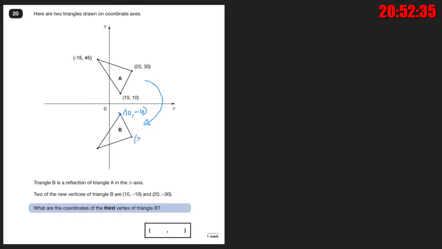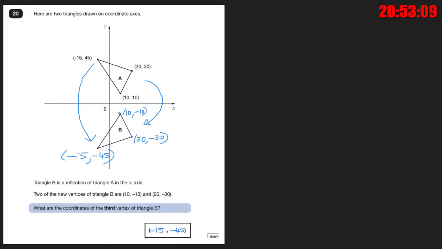This one, the x coordinate is not going to change. The y coordinate is minus 30, right? And now what you want to do, this coordinate is going to become here. Remember, the x coordinate is not going to change. So minus 15, comma, and the y coordinate is going to be times by minus, so minus 45. So the answer is minus 15 and minus 45. That is the correct answer.